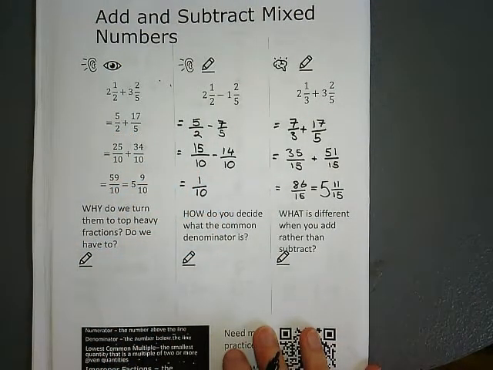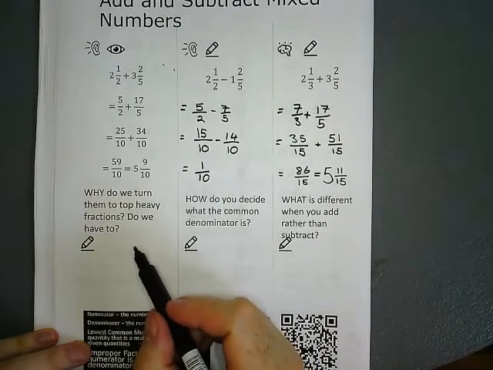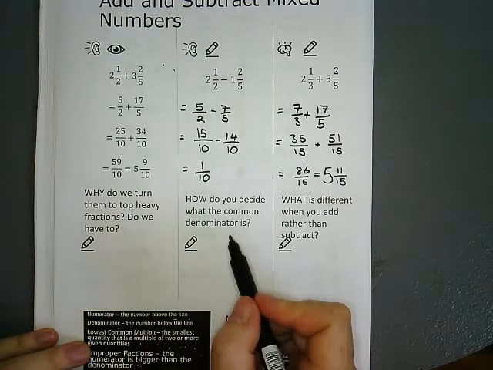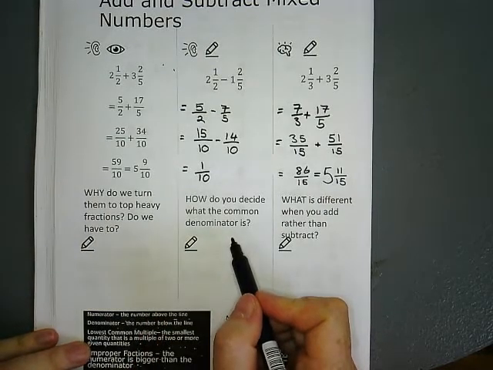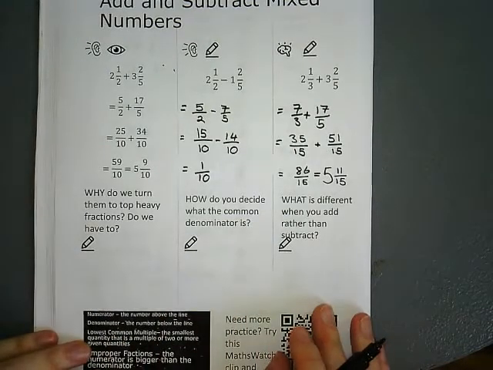Right, we now have 3 questions to consider. Why do we turn them into top-heavy fractions, and do we have to? How do we decide what the common denominator is, and what is different when you add rather than subtract? So pause the video and have a think about those questions, and then I will share my answers.